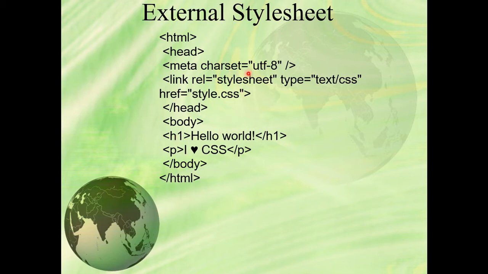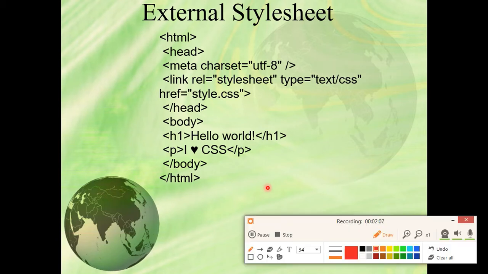Now here are two files. One file you can give any name, and the other file is what? Style.css. The extension is changed. .css is Cascading Style Sheet. You must understand what CSS is. You know that CSS stands for Cascading Style Sheet.